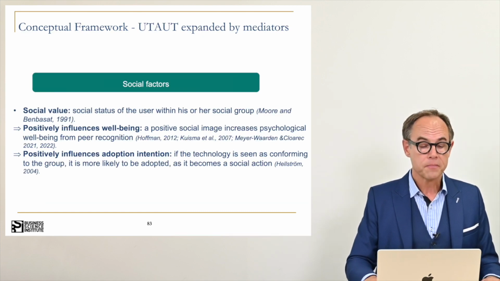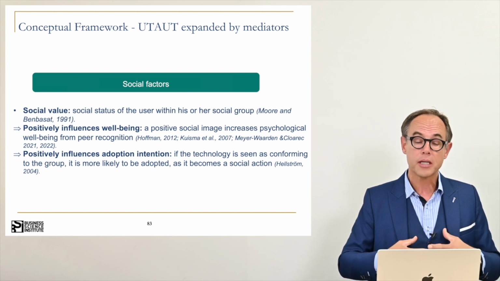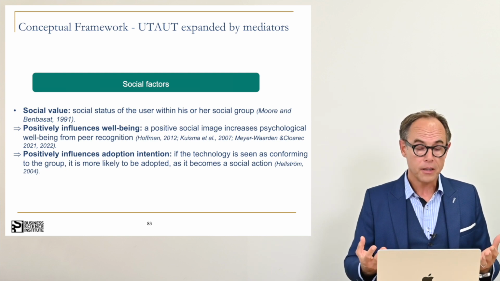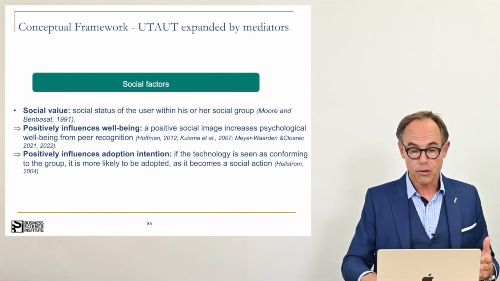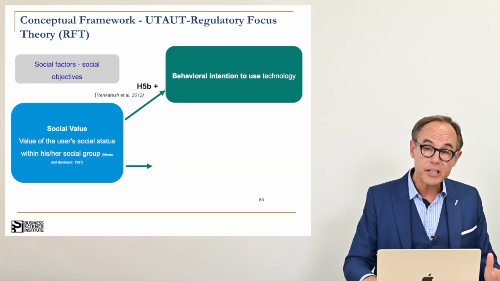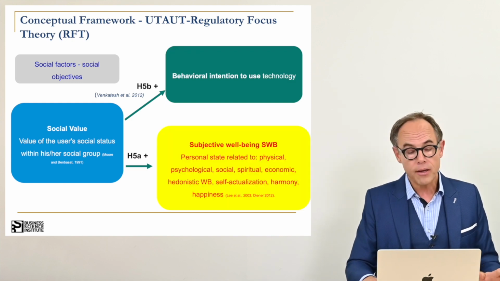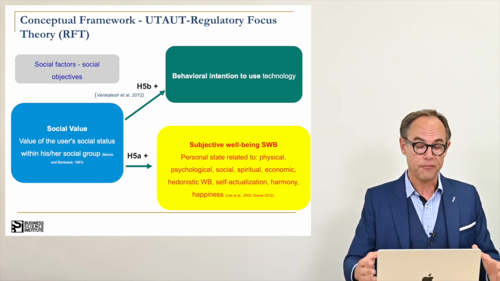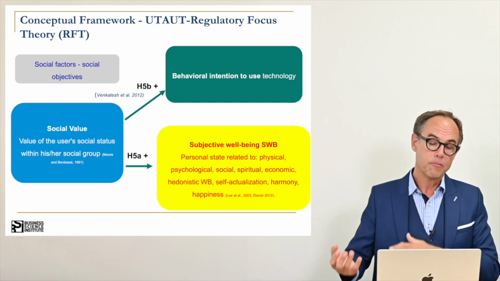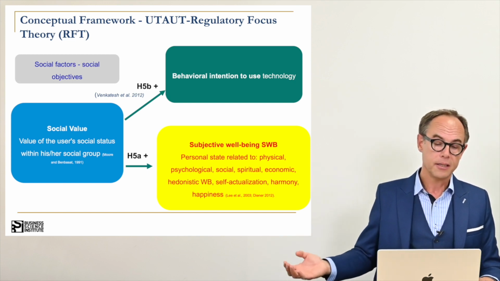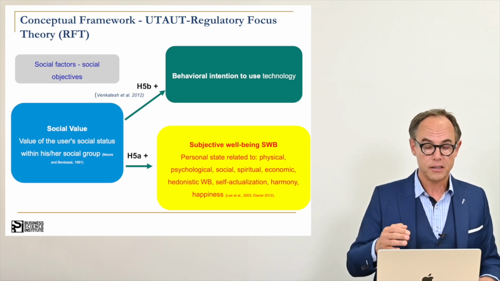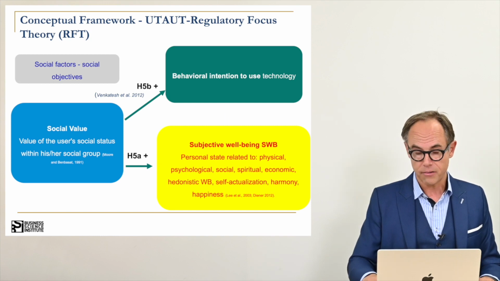We have the social factors: social status that the technology gives us within our social groups, prestige, social integration. It's also shown in literature that social value impacts positively behavioral intention to use, but also impacts positively psychological well-being, of self-actualization and of social recognition. So we have another pair of hypotheses based on social values, social recognition theory, and transformative theories based on well-being.